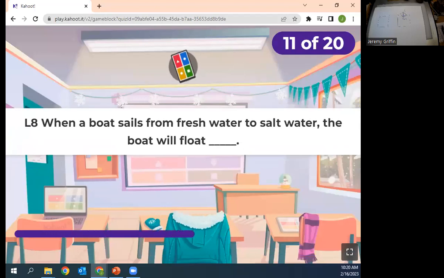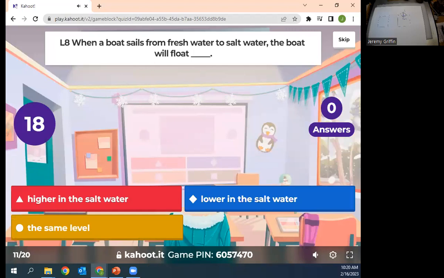When a boat sails from freshwater to saltwater, salt water is more dense than fresh water. You guys remember Archimedes' principle, rho g V? If the density of the fluid goes up, then all else equal, wouldn't the buoyant force go up? And it would push the boat higher up, right?